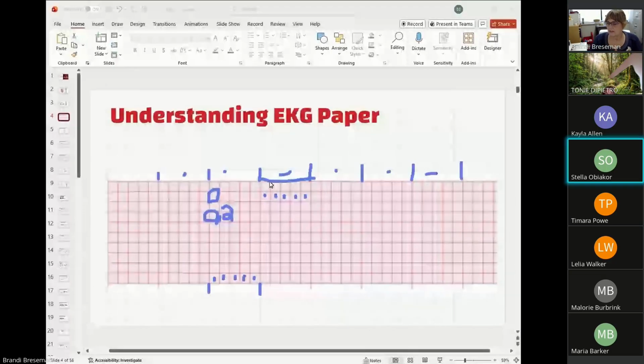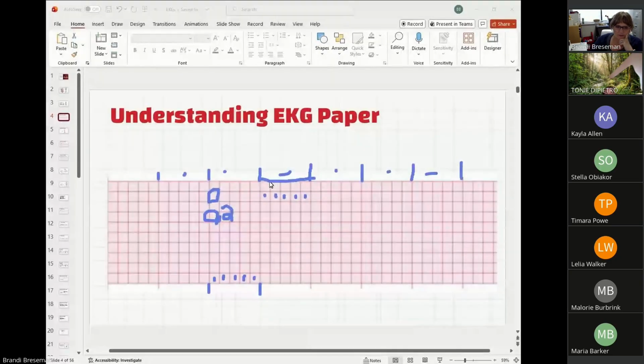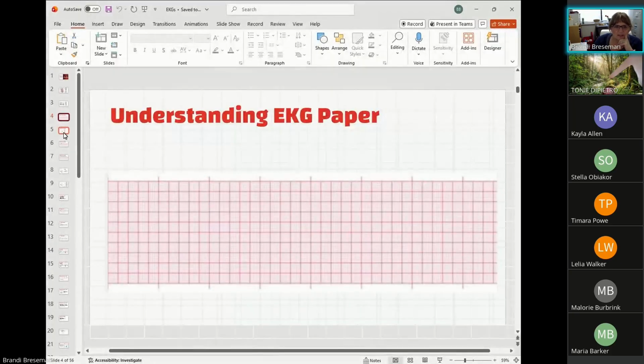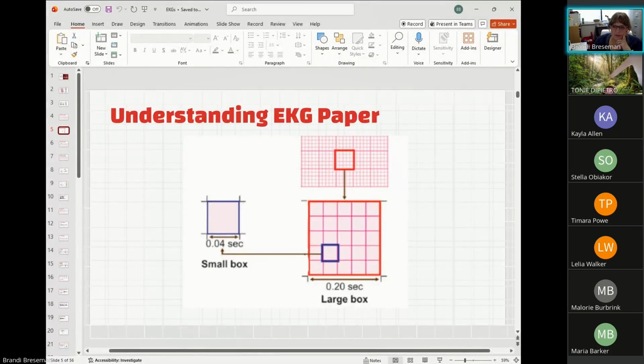Yes, you're right, Stella. You can also do the 0.2 times the 5 boxes and you get 1 second. Either way, that will get you the same answer. And then let's see, clear. Okay. So when we go back to this slide, that's what it's showing you.